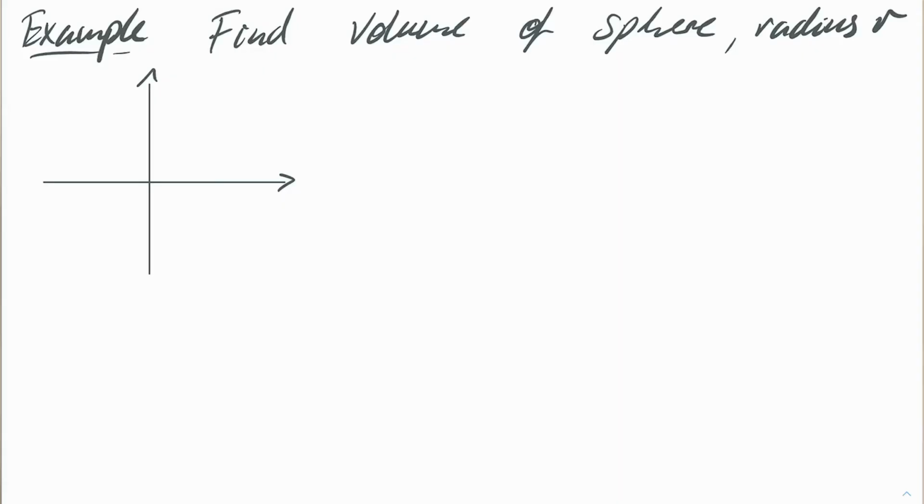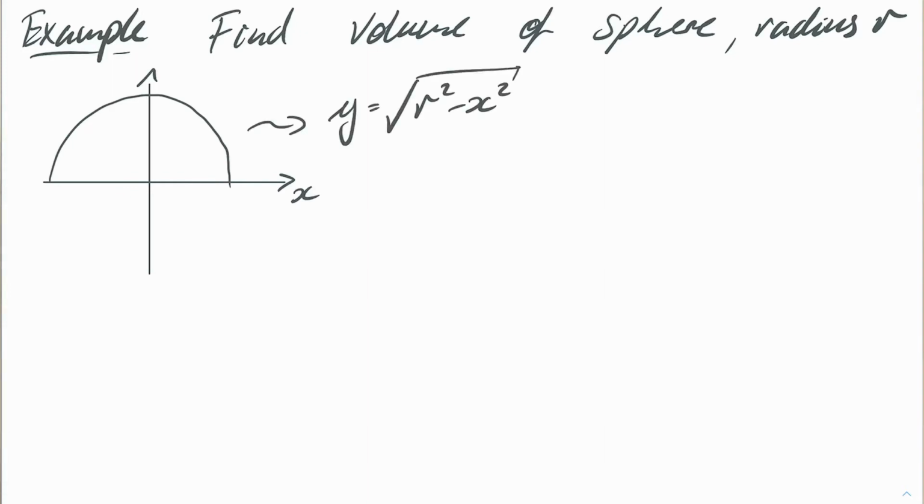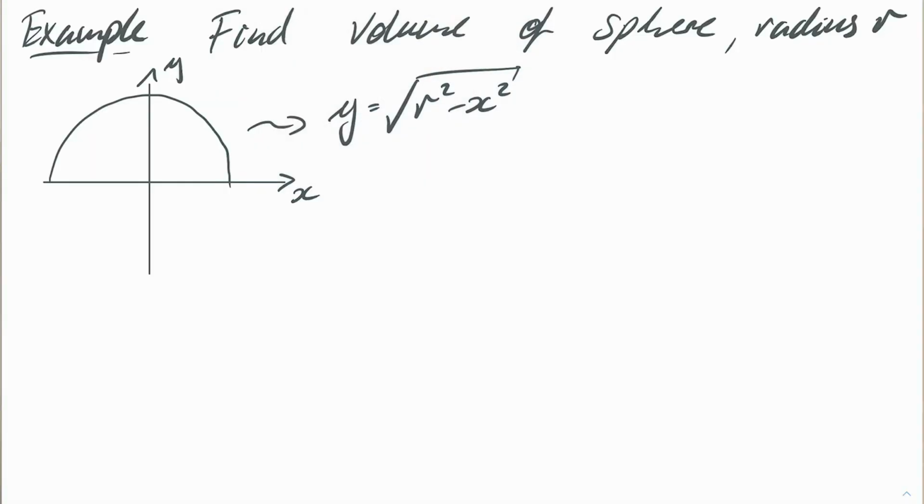Now, again, it's not immediately obvious how we're going to go about this. But let's start with a circle. In fact, let's start with a semicircle with the equation y equals the square root of r squared minus x squared, as usual. Now what I'm going to do is a slightly strange thing. I'm going to rotate this circle in my mind around the x-axis. So I'm going to rotate it around the x-axis like this.